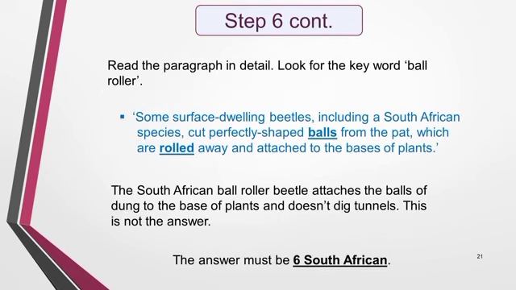I find the information I need in the next sentence. Some surface-dwelling beetles, including a South African species, cut perfectly shaped balls from the pat, which are rolled away and attached to the bases of plants. Here I learn that the South African ball roller beetle attaches the balls of dung to the base of plants and doesn't dig tunnels. This then is not the answer. So the answer must be 6, South African. I fill it in, cross through South African in the word list and move on to the final label.